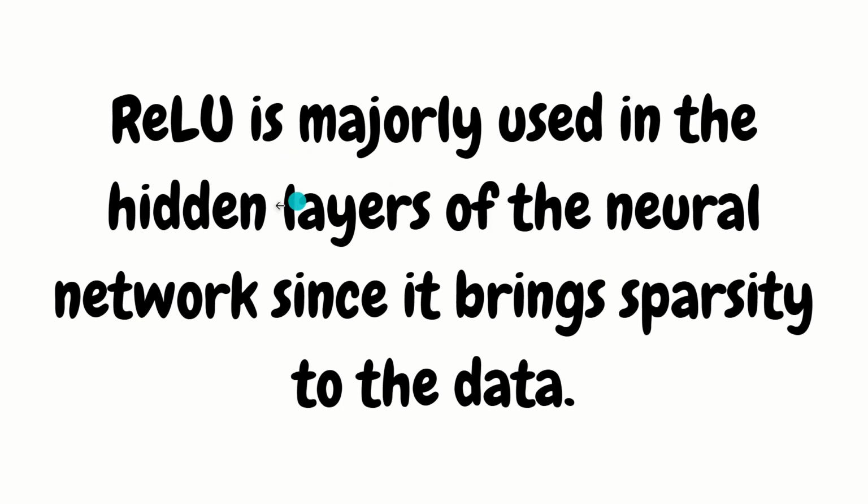Basically it is used in the hidden layers of a neural network since it brings sparsity to the data. So what does it mean? This means that ReLU is able to selectively activate only a subset of neurons and then set all other values to 0. This leads to a more efficient representation of high dimensional data. So this is one of the good advantages we have.